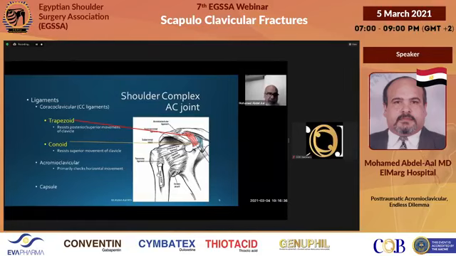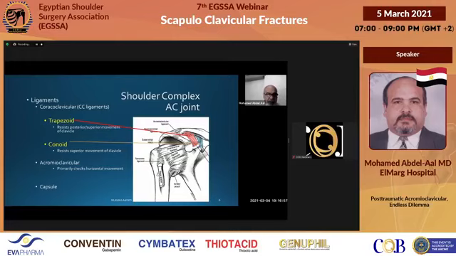But I just want to stress a deep point regarding the anatomical details of the normal strong stabilizers of this joint. And these are the coracoclavicular ligament, the acromioclavicular ligaments, and the capsule of the joint.